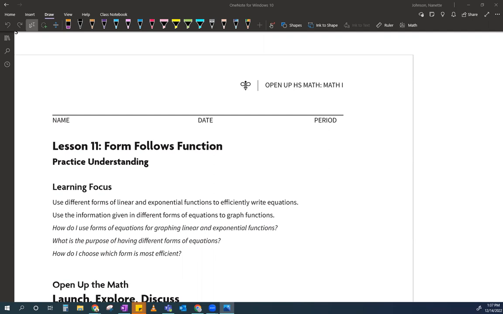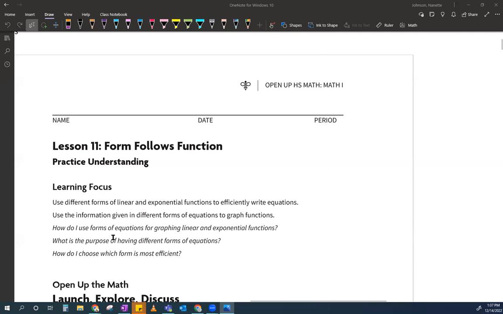Today we're going to be focusing on a lesson called form follows function. So in reality, what are we actually going to be learning? We're going to be able to use different forms of linear and exponential functions to efficiently write equations. We're getting back into comparing linear and exponential equations or functions, and using the information given in different forms of equations to graph functions.